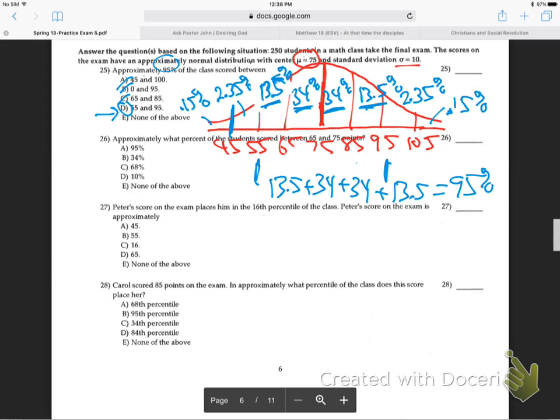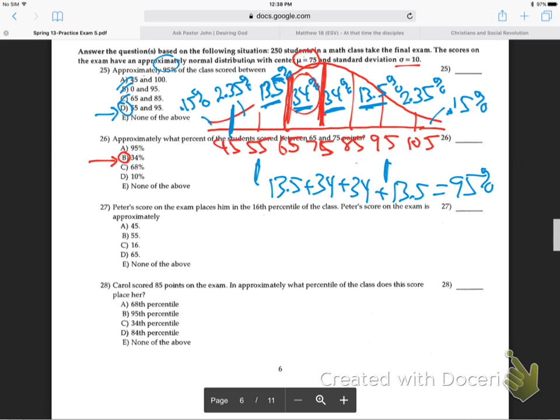95% are captured between 55 and 95. Does that make sense there? Just add those percentages up on your calculator. Question 26: approximately what percent of students score between 65 and 75? Okay, so 65 and 75 is from here to here. 34%. B. Right?